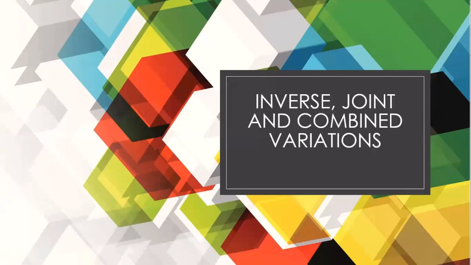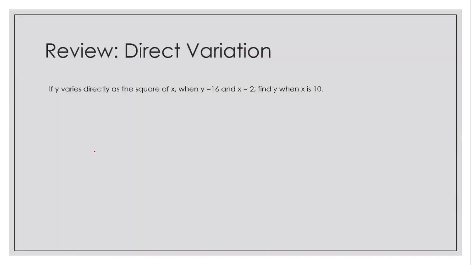We have now inverse, joint, and combined variations. But before we are going to discuss these lessons, let's have first our review. We review on direct variation. If y varies directly as the square of x, when y is 16 and x is 2, find y when x is 10. So again, let's have the first step.